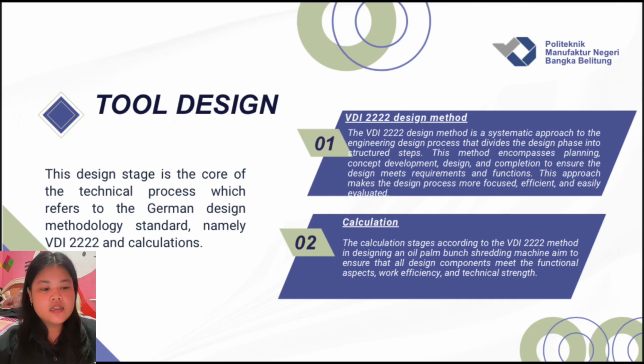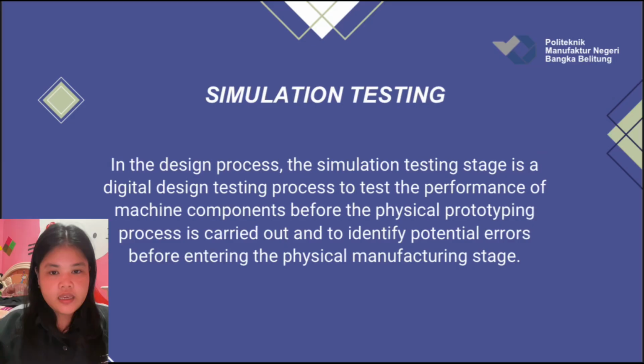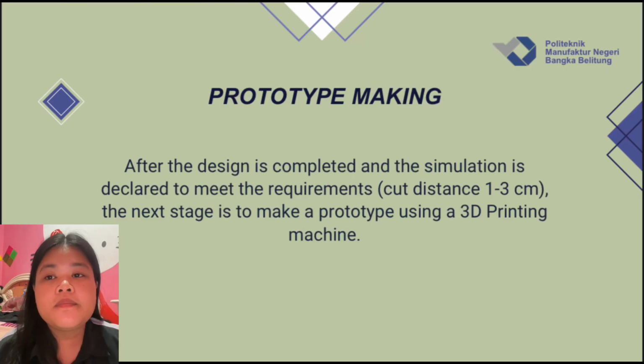The next part is tool design. I have two tool design items. One, VDI 2222 design method, and two, calculation. Next, simulation testing. In the design process, the simulation testing stage is a digital design testing process to test the performance of machine components before the physical prototyping process is carried out, and to identify potential errors before entering the physical manufacturing stage. Next, prototype making.